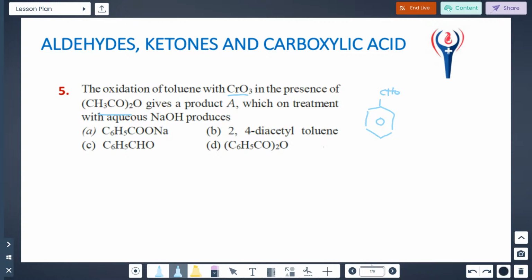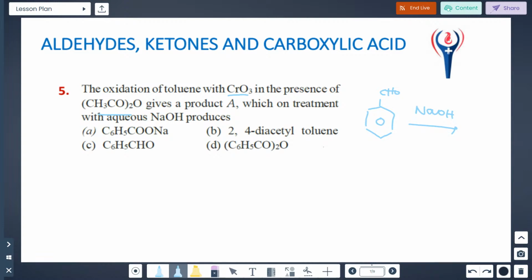Benzaldehyde, which on treatment with aqueous NaOH produces what? That's the question. If you add NaOH, immediately you must know it is a Cannizzaro reaction. In the Cannizzaro reaction we get two products: one benzaldehyde is oxidized, one is reduced. But in the options only the oxidized product is given, and the reduced product is not given.